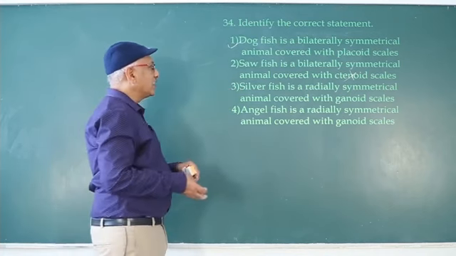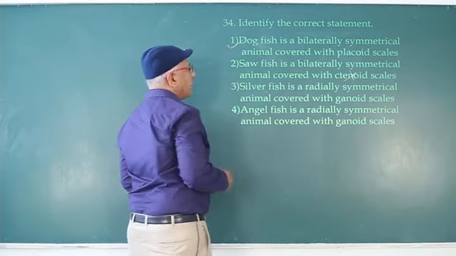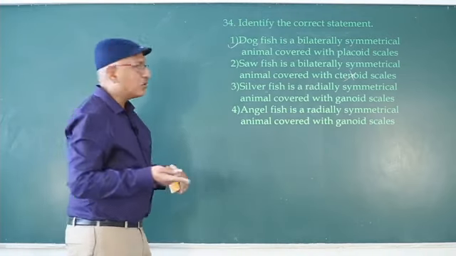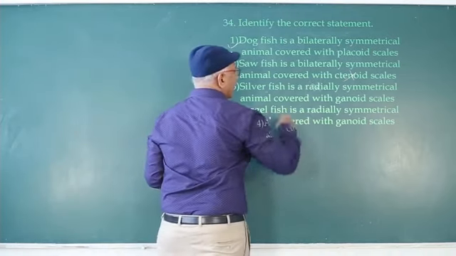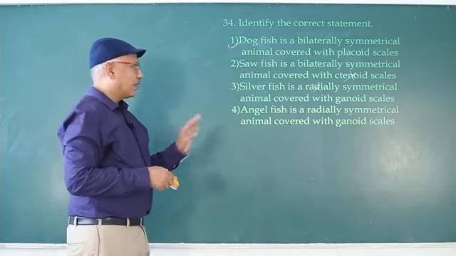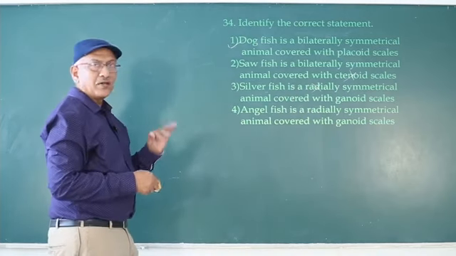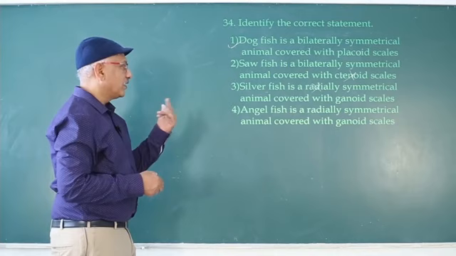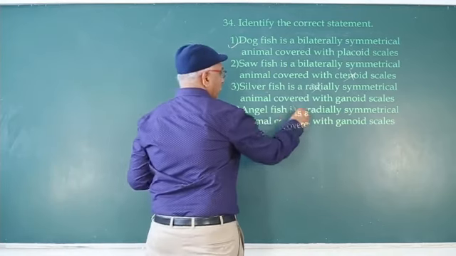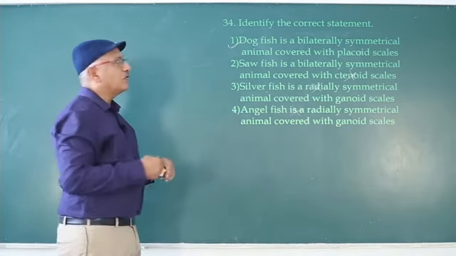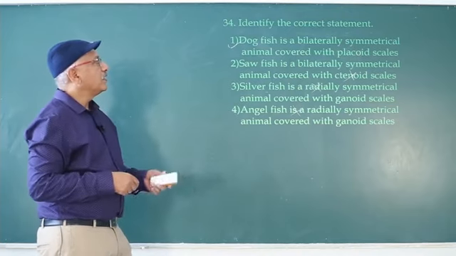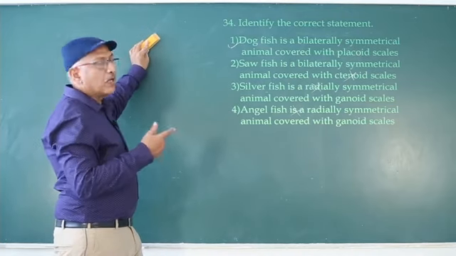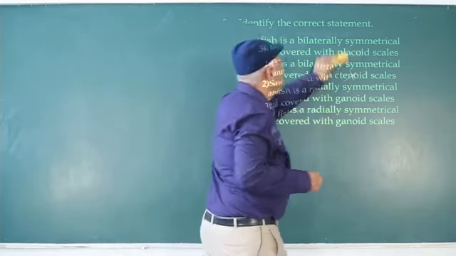Silverfish is radially symmetrical. Silverfish is Lepisma, an arthropod, not radially symmetrical. Wrong. Ganoid scales also wrong. It is not a true fish. Angelfish is a radially symmetrical animal. Wrong. That's why the answer is the first one: Dogfish is a bilaterally symmetrical animal covered with placoid scales.